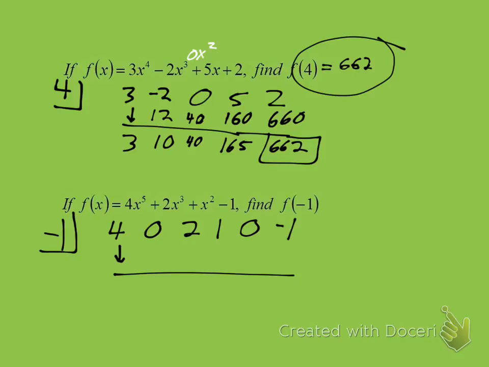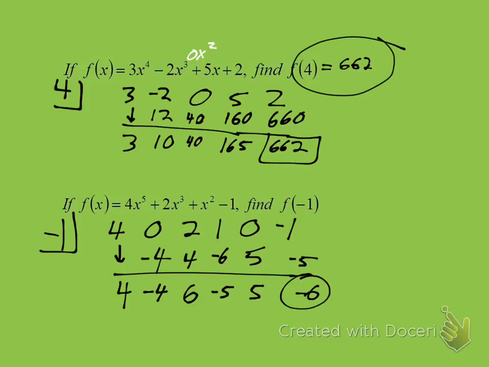Okay, bring down that first 4. Times it by negative 1, you get negative 4. Add it with 0, you get negative 4. Times it by negative 1, you get 4. Add it with 2, you get 6. Multiply it with negative 1, you get negative 6. Add it with 1, you get negative 5. Negative 5 times negative 1 is positive 5. Add it with 0, you get 5. Times it by negative 1, you get negative 5. Add it with negative 1, you get negative 6. And that is your answer.